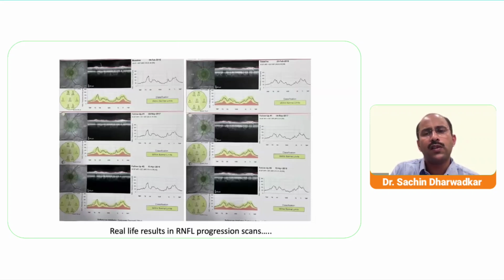Now, in real life, the results in RNFL progression scans are here for all of you to see. Here, these scans are taken over a period of 2016, 2017, and 2018. So over 3 years, you can see almost the images having absolute stability.